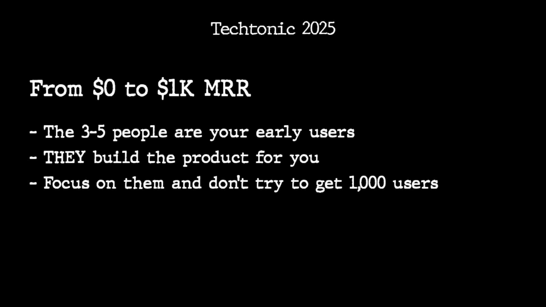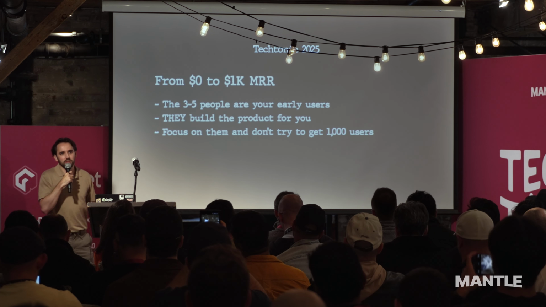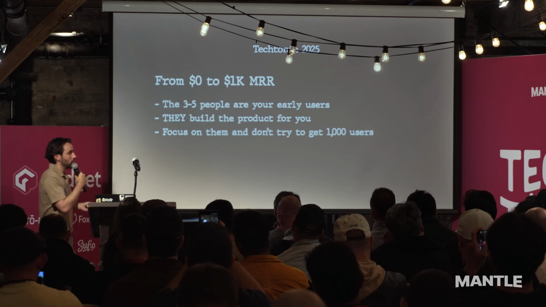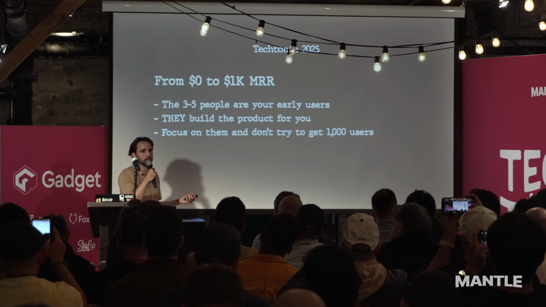3-5 people are early users. They have a problem. You're building an app for them. And since they have the problem, they will use your app no matter what. Because they actually have the problem. And so they will build the product for you. This is really important, and this is awesome, because you don't have to think about the features yourself.